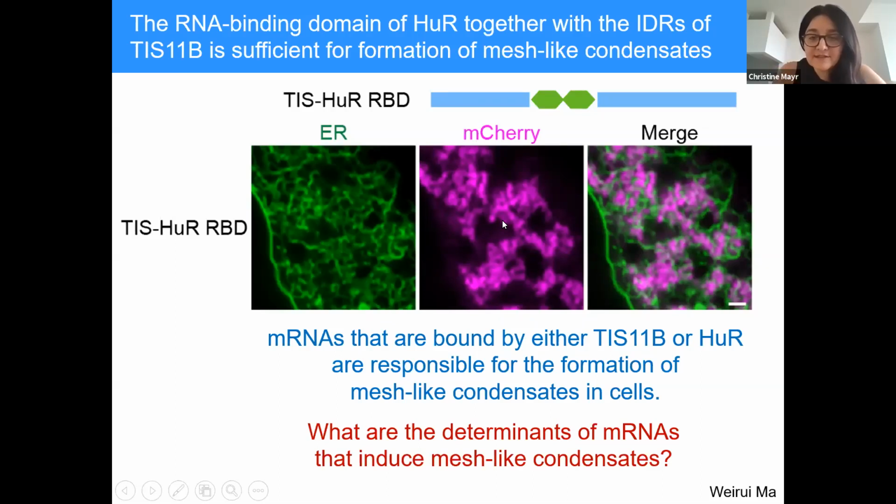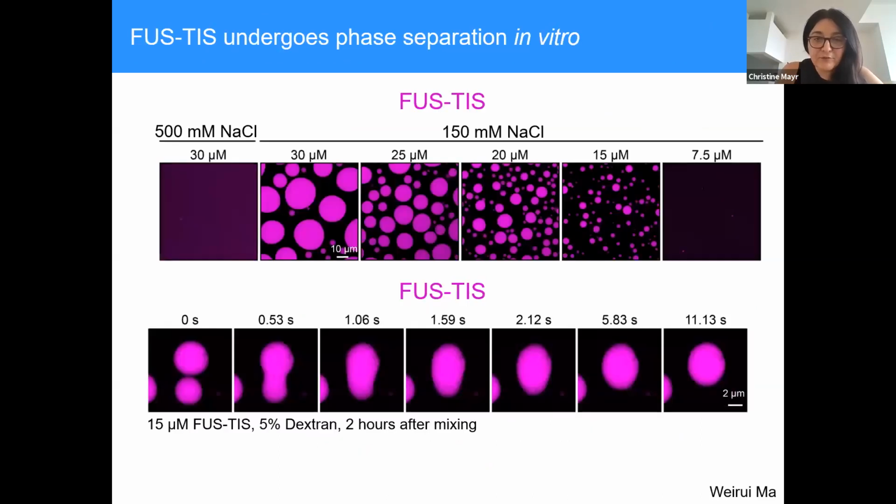So this strongly suggested that it's the RNAs that are bound by either HuR or by TIS11B that are responsible for this mesh-like morphology. And now we wanted to know what about these RNAs? What are the determinants that lead to the mesh-like morphology? And we turned to an in vitro approach.